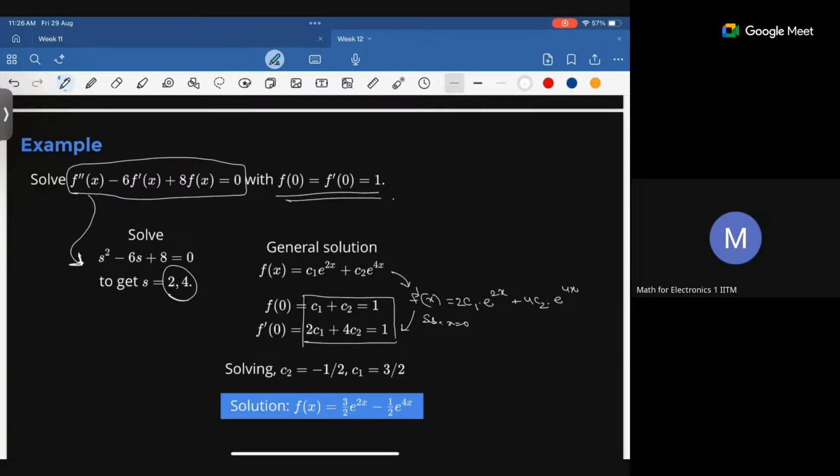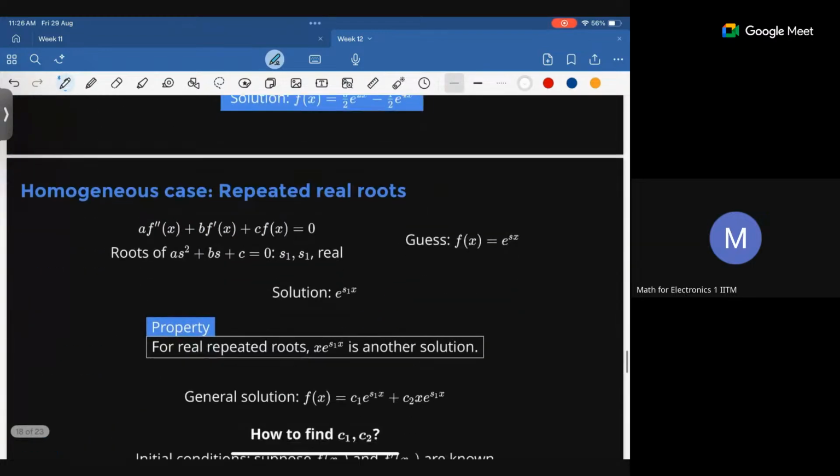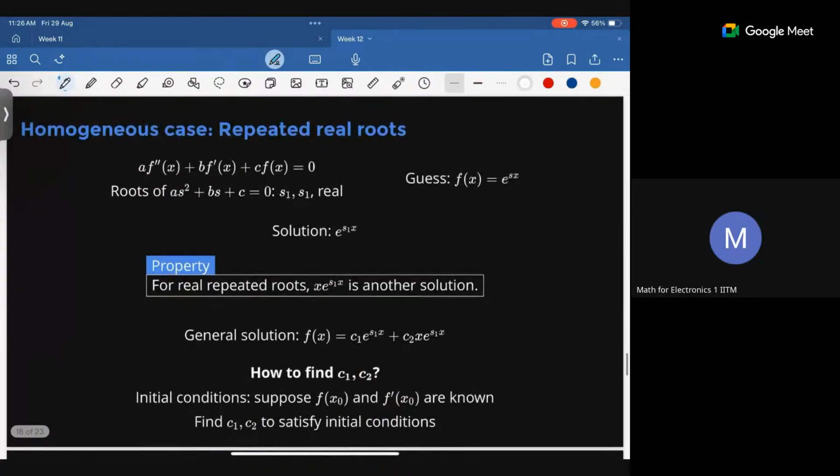What if the roots are repeated? What if we have repeated real roots? Then the general solution will be slightly different from the first case. Instead of c1 times e power s1x plus c2 times e power s2x, here it is the same s1, s1, right? Therefore, I think I have proved this in the previous live session. If you want, just go back and see that live session.